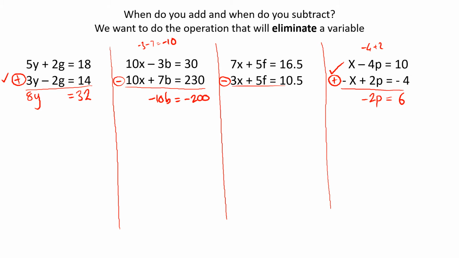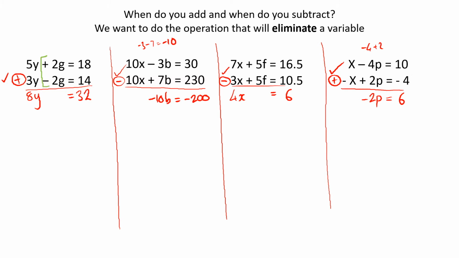For the third one, if we change this into a minus, we're doing 7x, take away 3x, that's 4x. 5f, take away 5f is nothing. And then 16.5 minus 10.5 gives you 6. So there are some situations where adding is the correct thing to do, and some where subtracting is the right thing to do. And it kind of all depends on the signs.